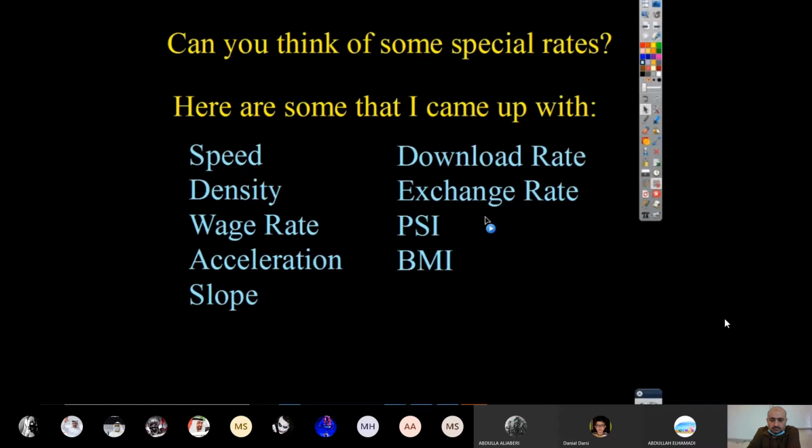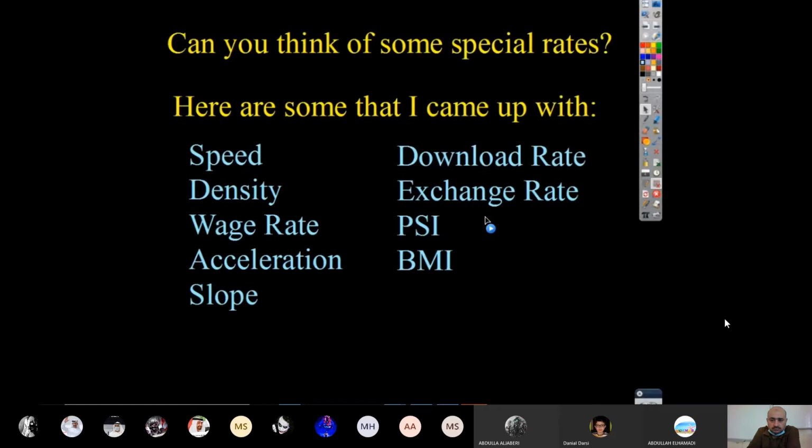Wage rate is one where we typically talk about the dollars you make per hour. Maybe if it's your salary, a lot of times we talk about dollars made per year. Acceleration is where you compare speed per second.